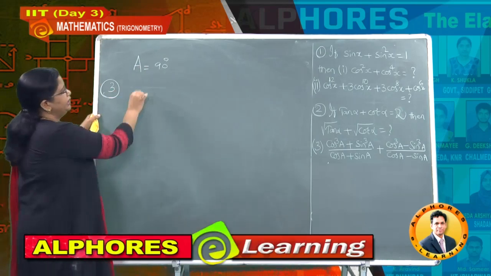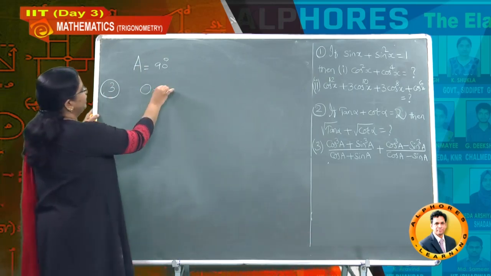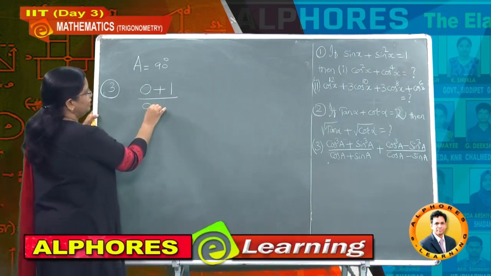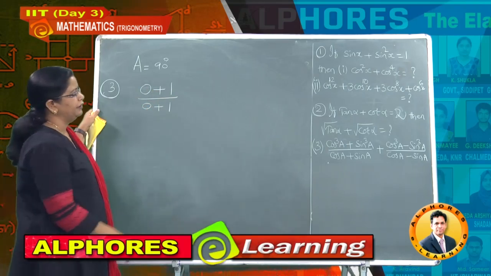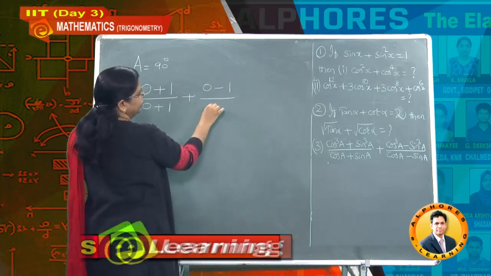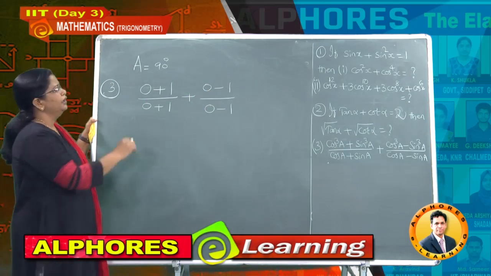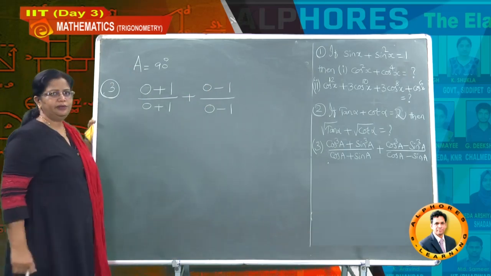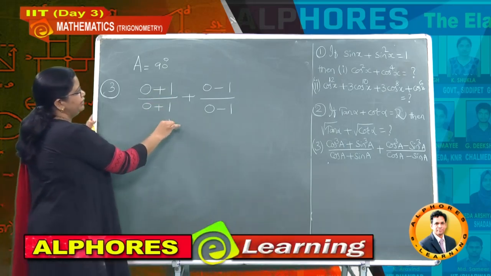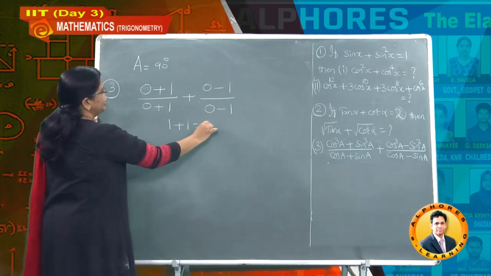Cos 90 degrees you know is 0, so cos cube is also 0, sin 90 degrees is 1, so sin cube is also 1. The denominator is 0 plus 1, and here cos cube minus sin cube, so 0 minus 1 divided by 0 minus 1, as you have taken A equal to 90. Not necessarily 90 only, you can take 0 degrees also. Now 1 divided by 1 is 1, the minus signs cancel, and thereby the final answer you got is 2.